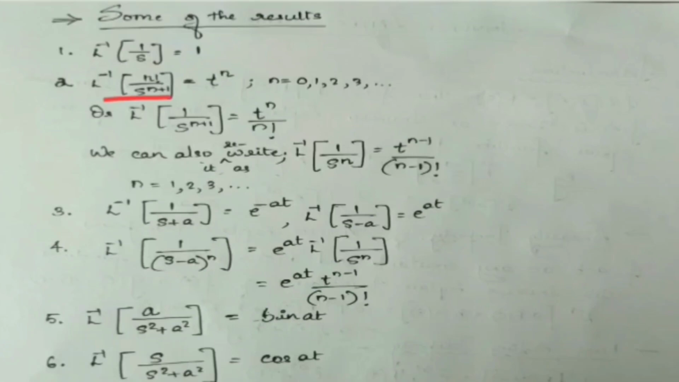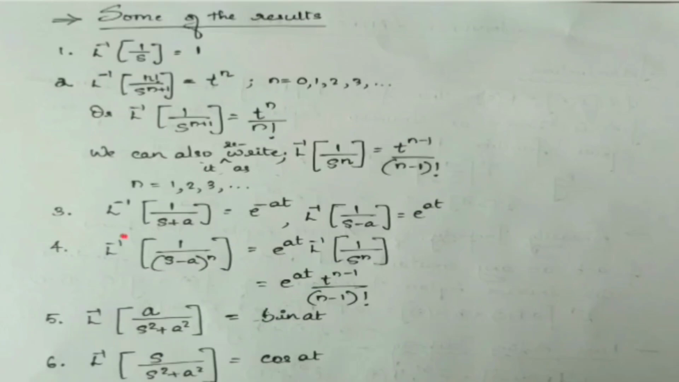Similarly, Laplace inverse of n factorial by s raised to n plus 1 is given by t raised to n, because Laplace of t raised to n is n factorial by s raised to n plus 1. Now we can write Laplace inverse of 1 by s raised to n plus 1 is equal to t raised to n by n factorial. We just took this n factorial from LHS to RHS. We can also rewrite it as Laplace inverse of 1 by s raised to n is equal to t raised to n minus 1 by n minus 1 factorial.